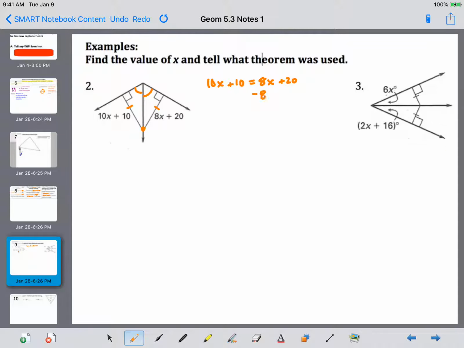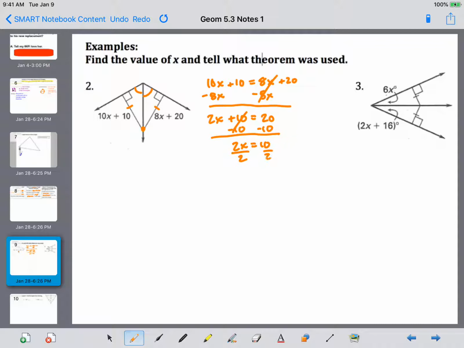So if we go ahead and solve this, we can start by getting our x's on one side. So we get 2x plus 10 equals 20. Go ahead and subtract 10 from both sides. We get 2x equals 10.